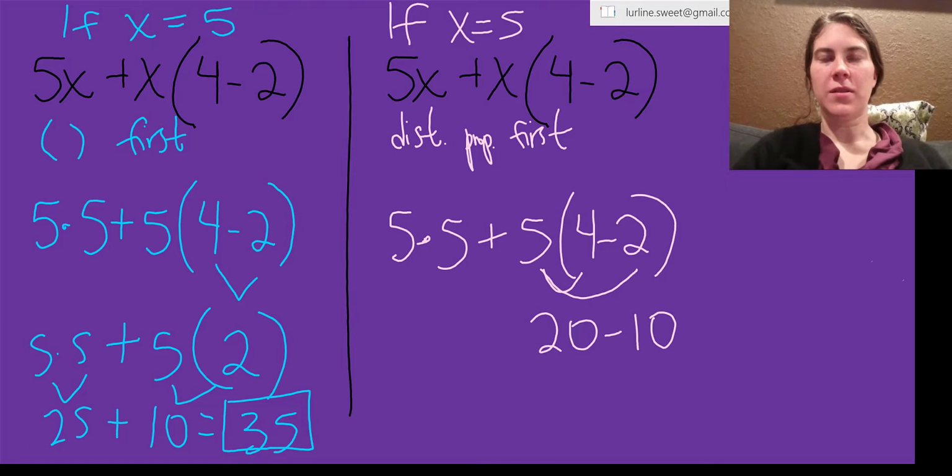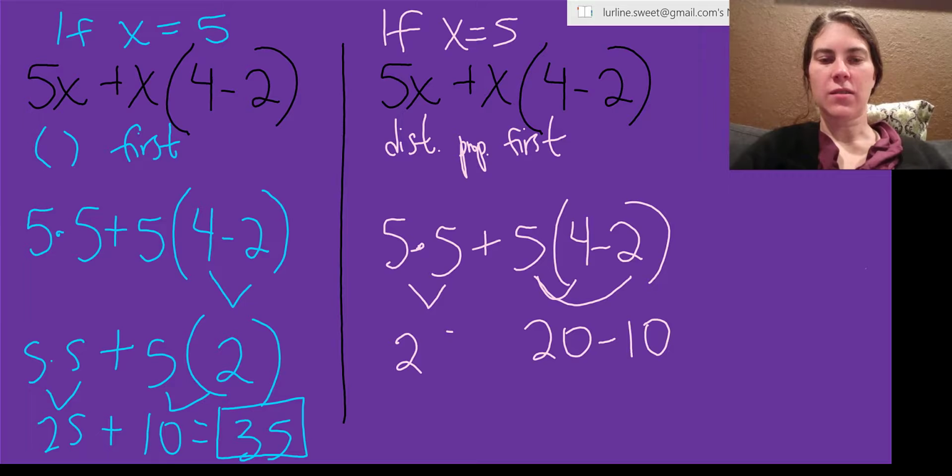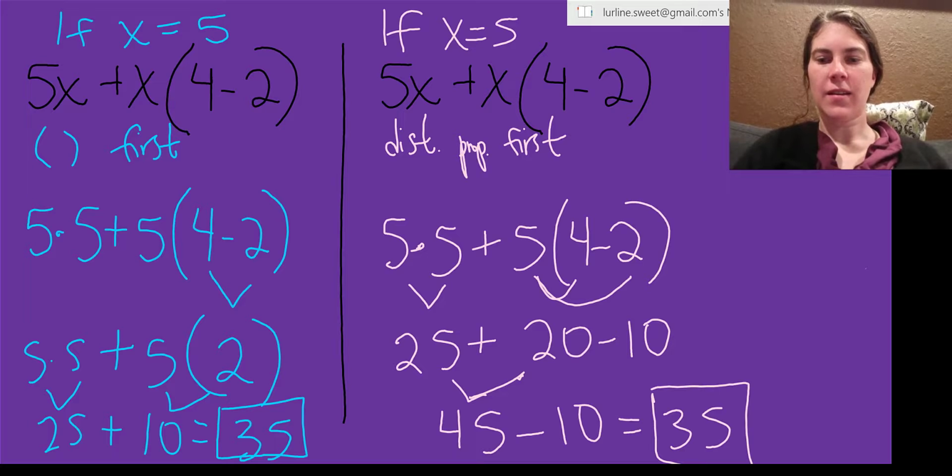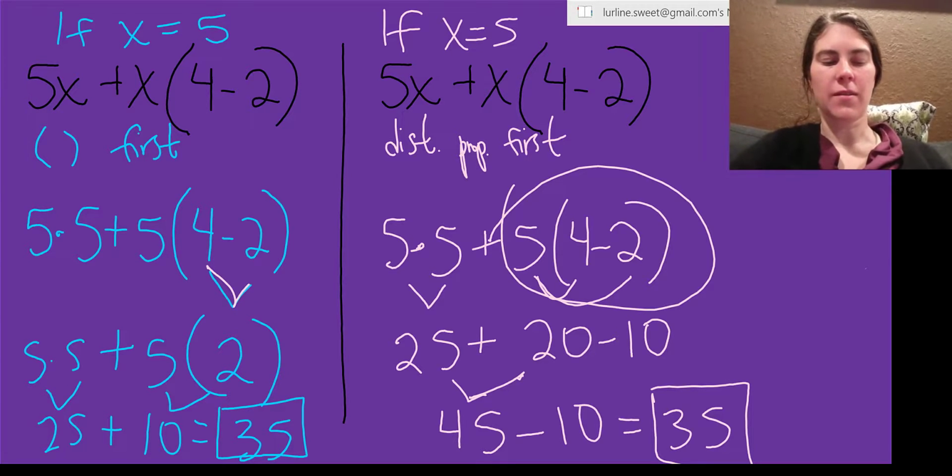Now I'm ready to do multiplication and division. So 5 times 5, this is a times sign, 5 times 5 is 25, plus the other stuff. Now it's time for addition and subtraction, left to right. 25 plus 20 is 45, minus the 10 is 35. Same answer. It doesn't matter if I do the parentheses first or if I do this distributive property thing.